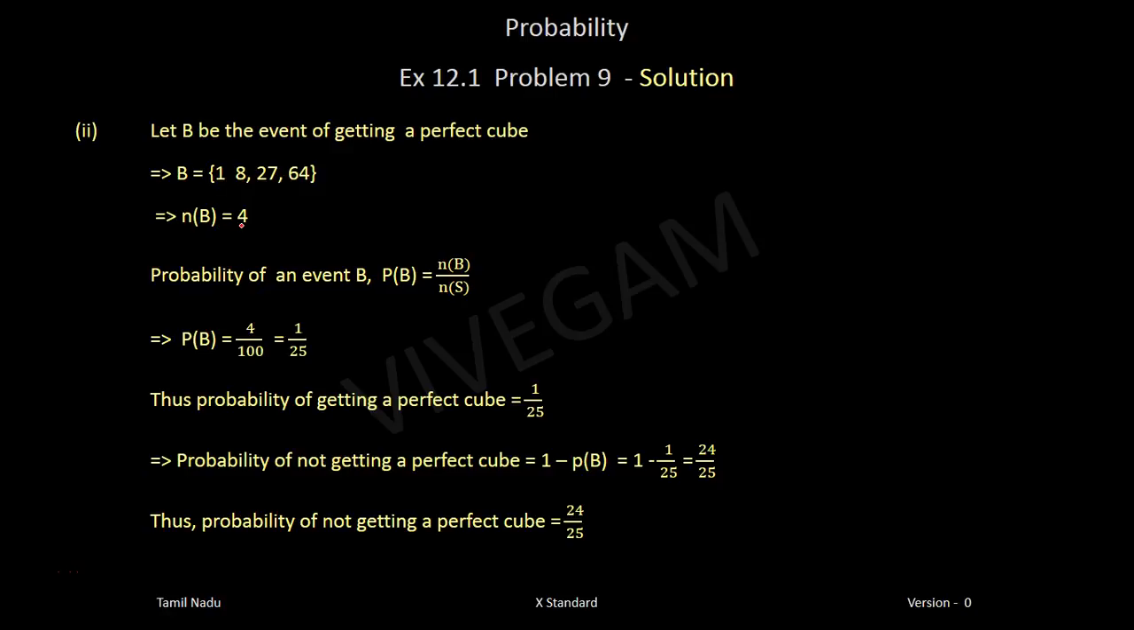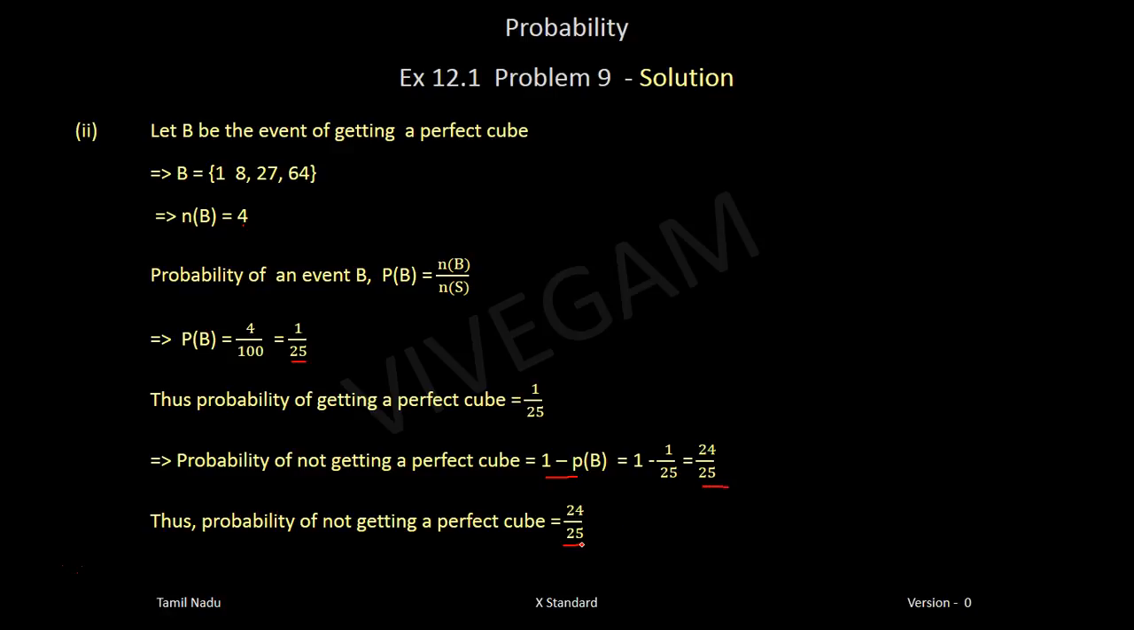So n of B is 4. Probability of getting B is 4 divided by the total number of outcomes, 100 as usual, right? Previous case also is 100. In all these cases it is 100 for this problem. So 4 divided by 100 is 1 by 25. This is the probability of getting a cube. Now probability of not getting a cube is 1 minus P of B. That is 1 minus 1 by 25. That is 24 by 25.